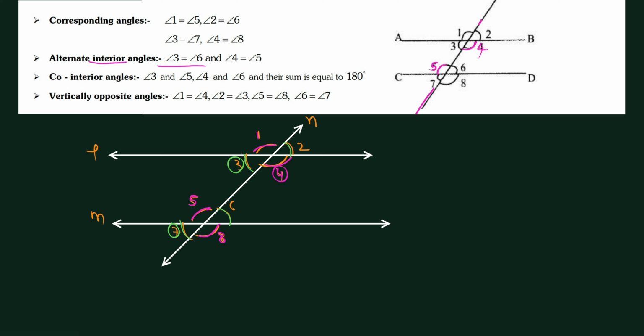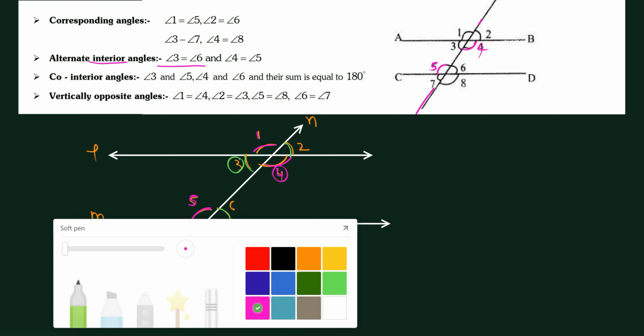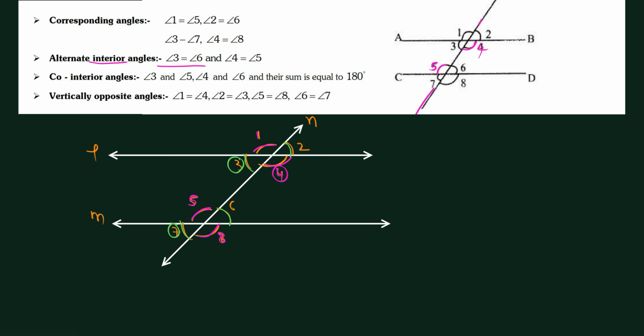And what is meant by co-interior angles? The angles which lie inside the parallel lines and on the same side of the transversal line. For example, here angle 3 is there and angle 5 is there, and angle 3 plus angle 5 is equal to 180 degrees. Similarly, angle 4 plus angle 6 equal to 180 degrees, and the sum of these two angles gives 180 degrees, and they are called co-interior angles.